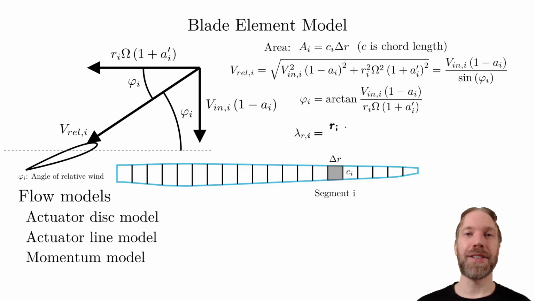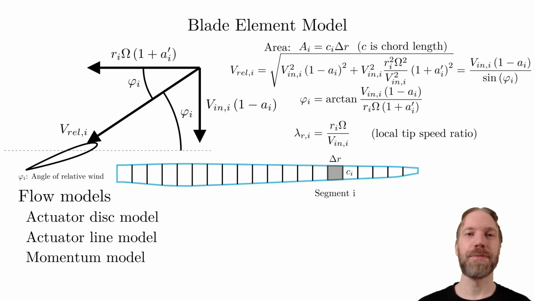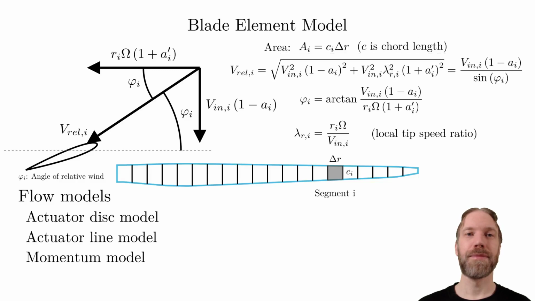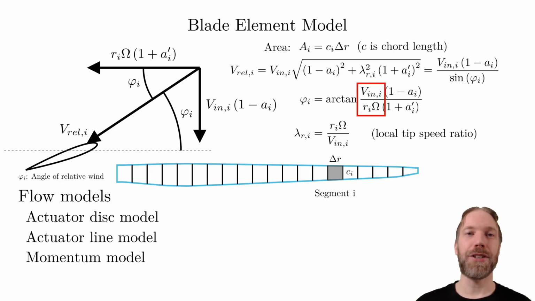Let us now recall the local tip speed ratio, which is the speed of the blade divided by the incoming wind speed. Multiply and divide by V in squared to obtain the local tip speed ratio. V in can now be placed outside parentheses. This expression is 1 over the local tip speed ratio.